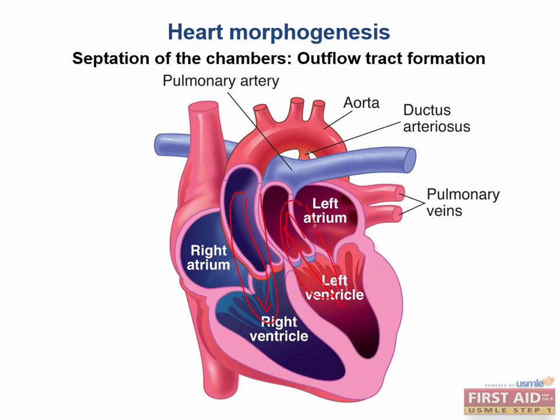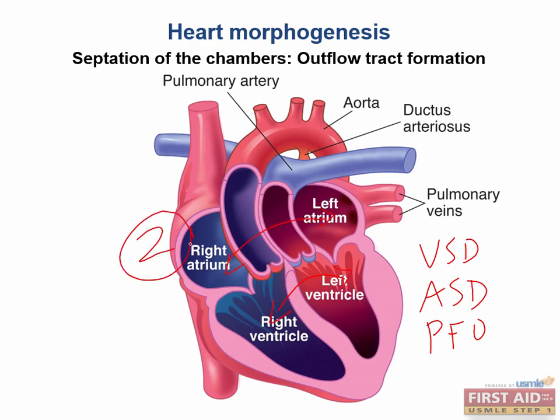How does an infant survive when the pulmonary and the systemic circulations are in two completely separated circuits like this? Well, there has to be some way for blood to mix. We need a VSD, an ASD, or a patent foramen ovale so that the blood can mix within these chambers, because right now they are in two different circuits.